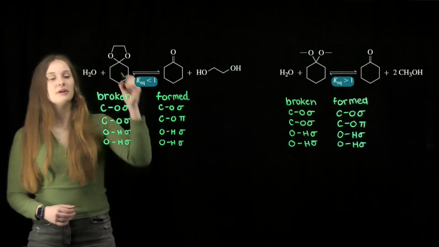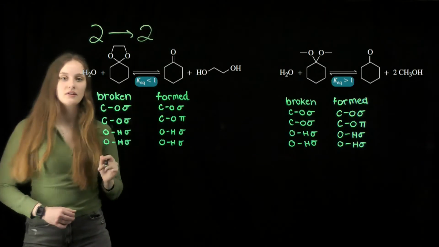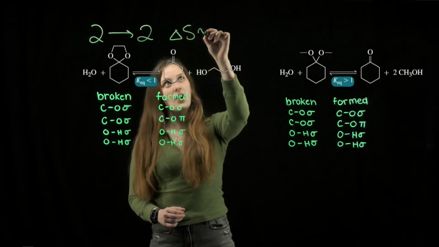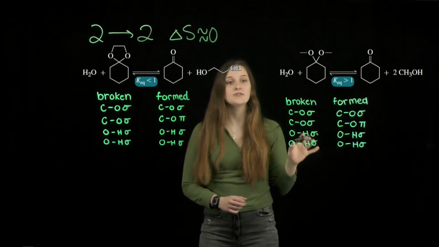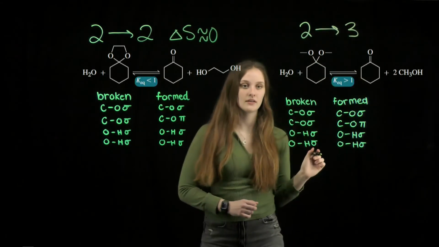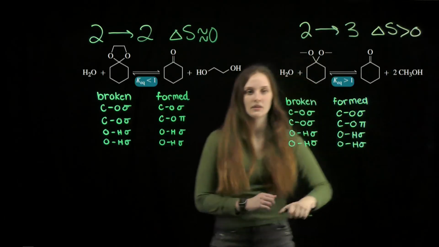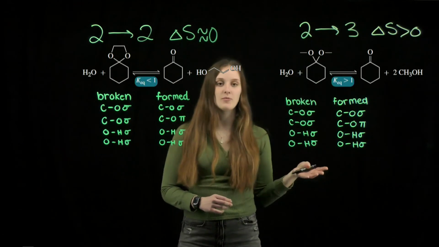For this reaction, we have 2 molecules going to 2 molecules. This means that the delta S for this reaction is approximately 0. For this reaction, we have 2 molecules going to 3 molecules. This means that delta S is greater than 0, which is why we have a KEQ that is going to be greater than 1 in a more favorable reaction.